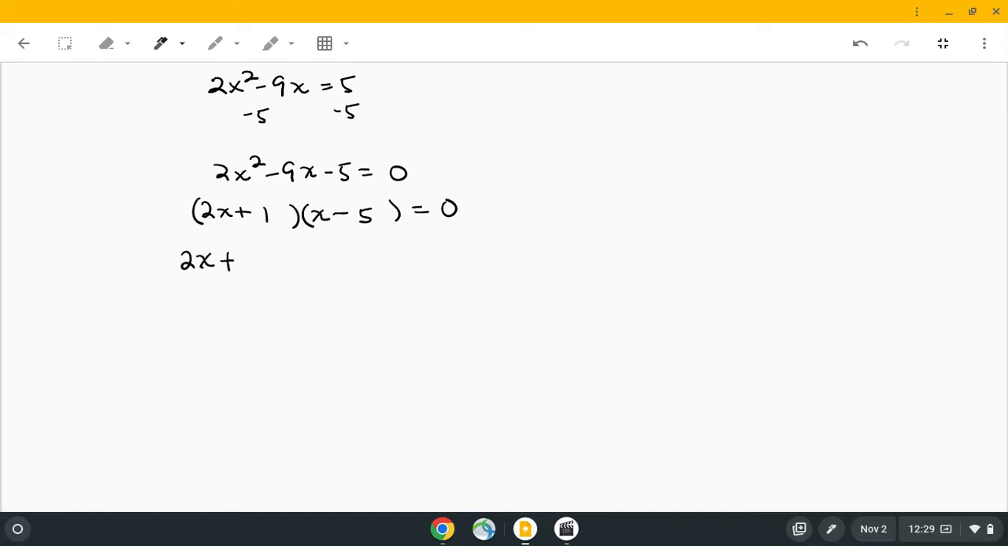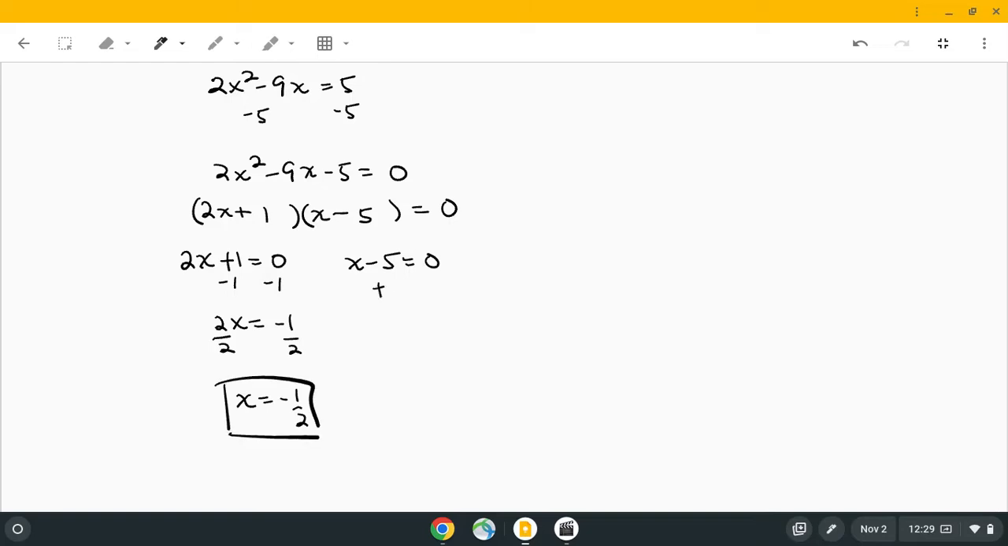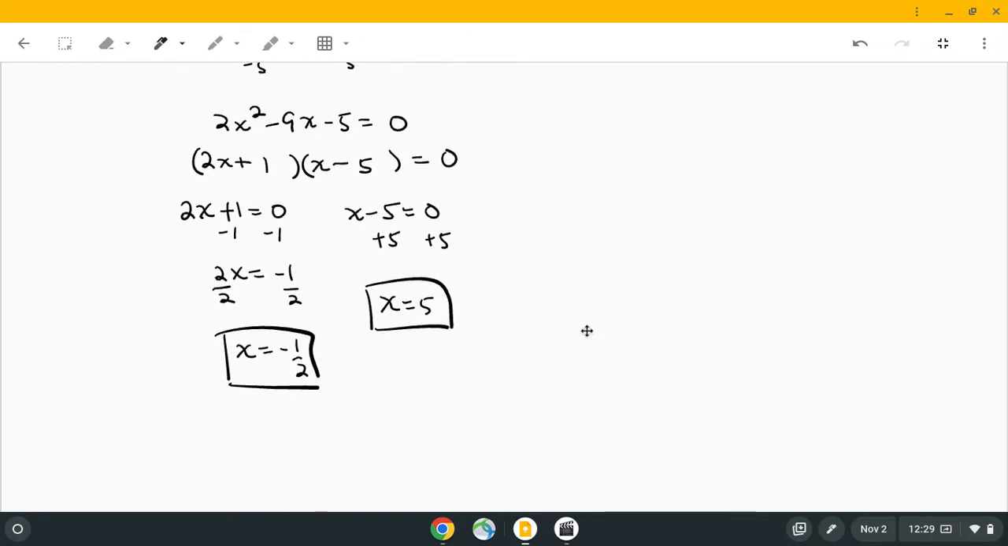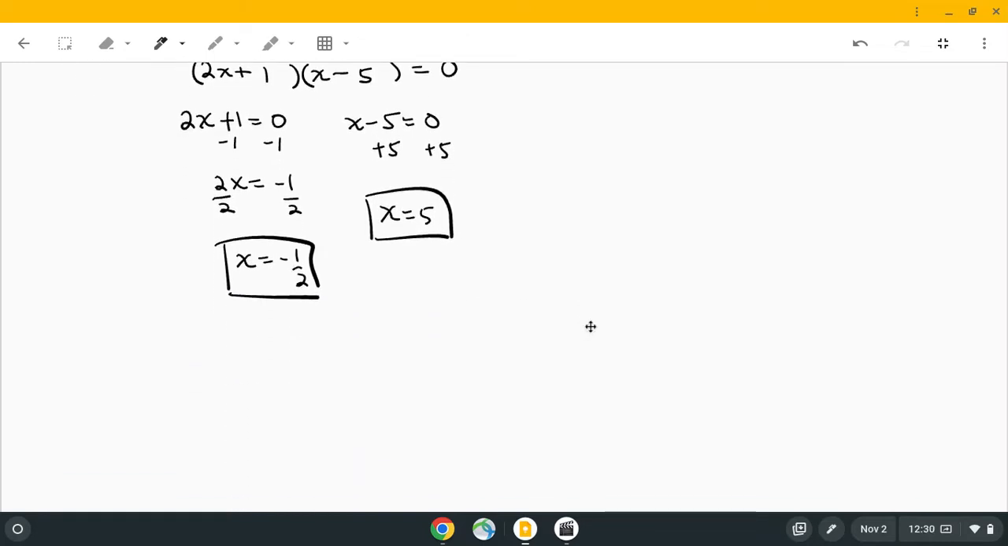Once you have the factors, you can set them equal to 0 and solve for x. So we get 2x equals negative 1, divide both sides by 2. So x equals negative 1/2. And then over here, just add 5 to both sides. So x equals 5 is the other answer. Okay, so we're going to be doing this similar process with solving trig equations.